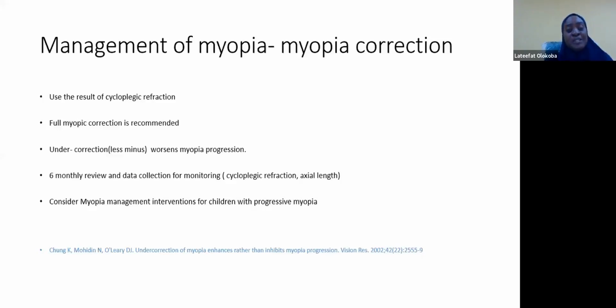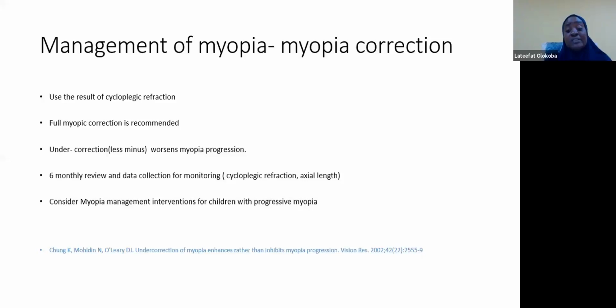Once the child has been dispensed myopic correction, it should be reviewed every 6 months. At each review, the child should have cycloplegic refraction and axial length measurements. This information should be stored and recorded properly, and it is important for monitoring the child for further myopic progression. In a child that we suspect to have progression in their myopia, we should consider myopia control intervention to prevent further progression.